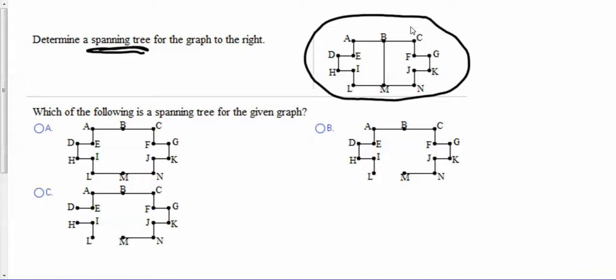Now there are actually many spanning trees for that graph, but since this problem is given through the computer, you cannot draw your own, so you have to select one in a multiple choice setting. So it says, which of the following is a spanning tree for the given graph above?